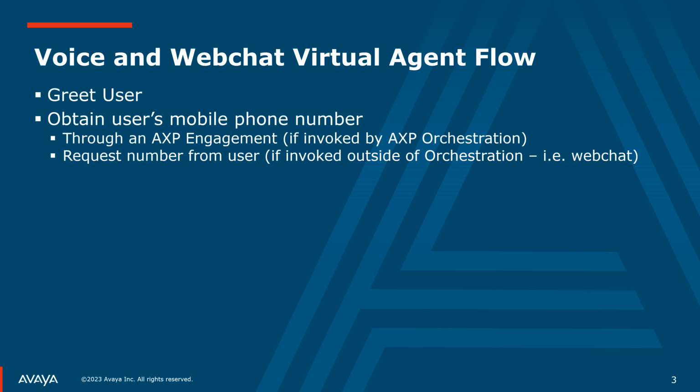If the engagement or this conversation came through Avaya Experience Platform, meaning somebody called a telephone number and that telephone number was routed to Avaya Experience Platform, I will know the telephone number of the caller because it is a telephone call that AXP has control of. If it came through web chat, I will not know the telephone number because there may not be a telephone number. The user may be sitting on a computer, so I need to request the telephone number.